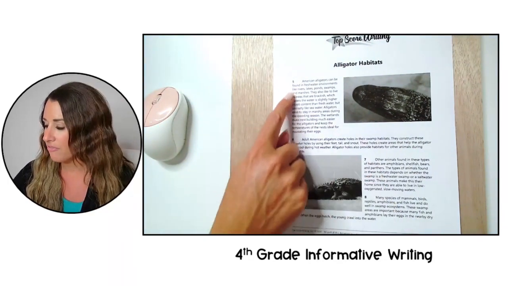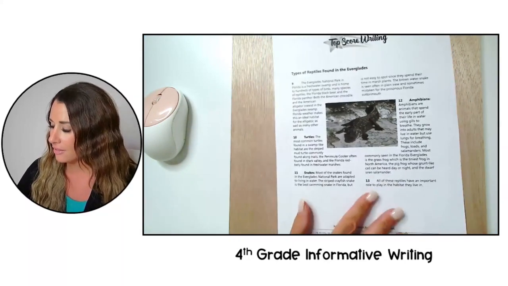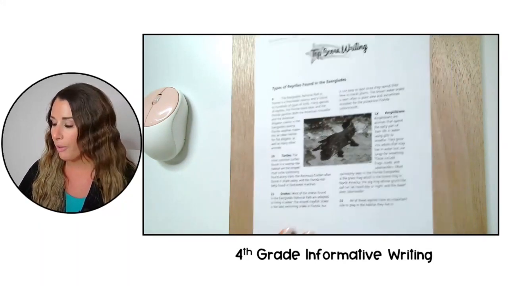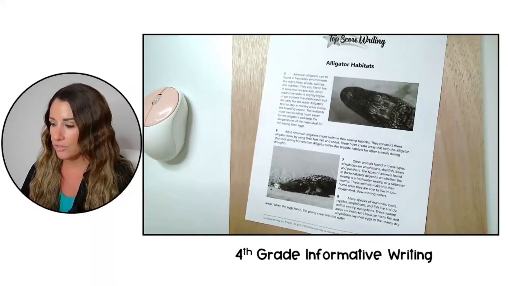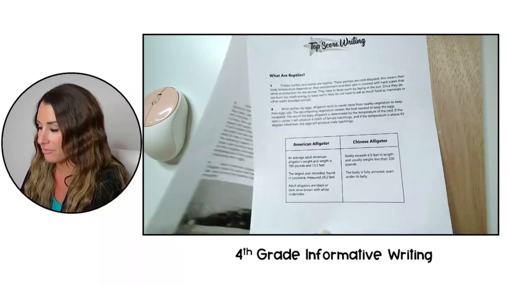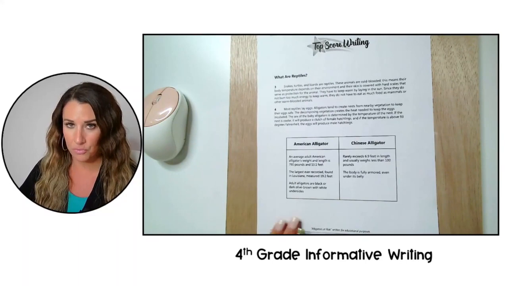That is paragraphs 5, 6, 7, 8, and on the back, 9, 10, 11, 12, and 13. So those are your 2 passages on alligators. Okay, you want to make sure you have those in front of you. If you don't have these in front of you, I'm going to hold them here real quick, and you can pause the video to read each of these.